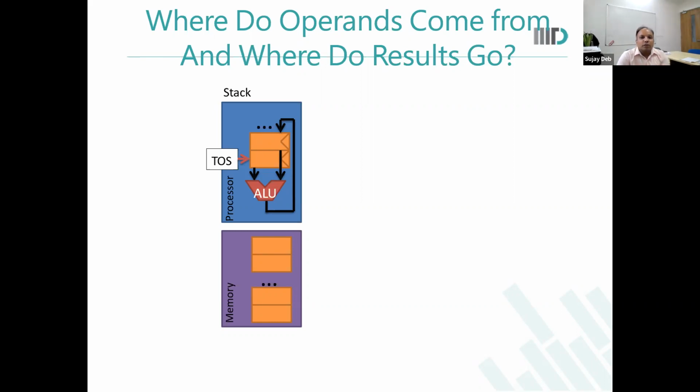Now one machine model says that both your operands will be the first two elements of the stack. Let's say this part of the memory is defined as your stack. The first two elements of the stack are your two operands, and the result is again stored back at the top of the stack.